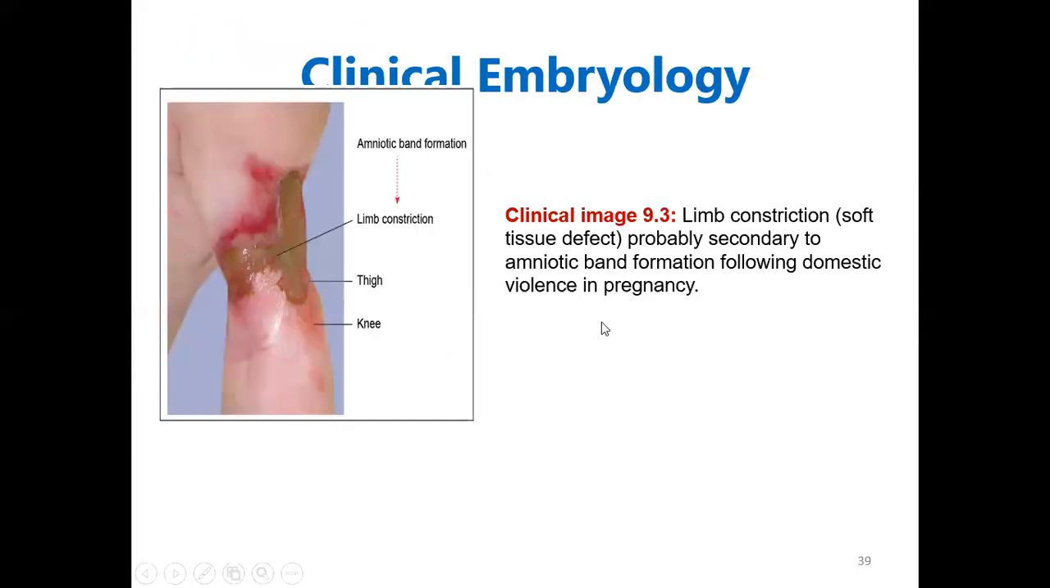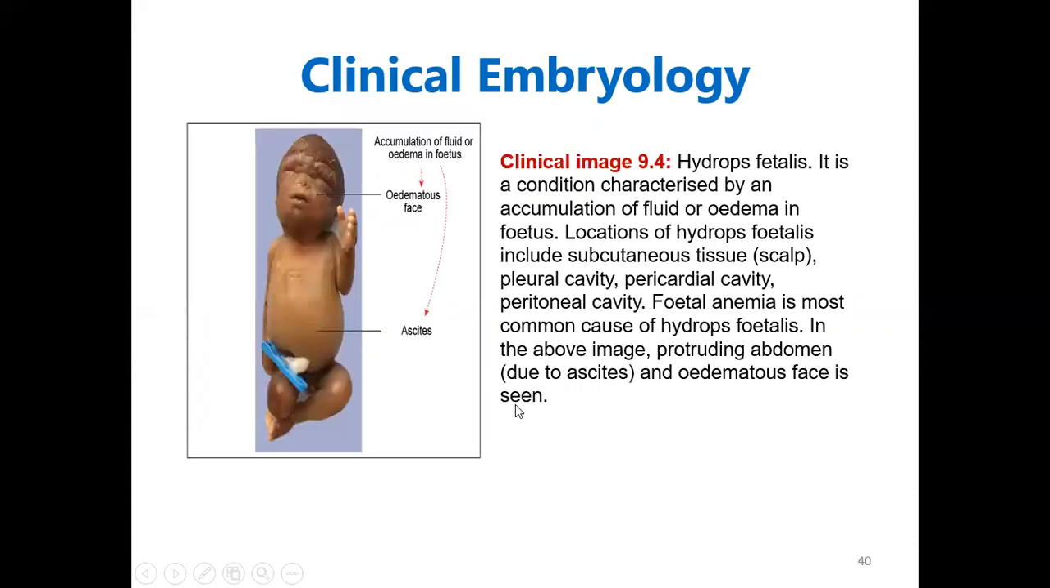So over here you can see there is limb constriction, which is probably secondary to amniotic band formation. Because of the rupture of the membranes, there can be loss of some of the amniotic fluid, which may produce certain bands around some developing fetal areas. So it may lead to constriction of limbs whenever those amniotic bands form. So it is a result of oligohydramnios.